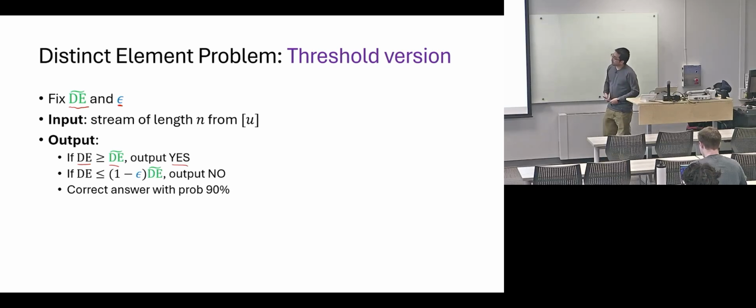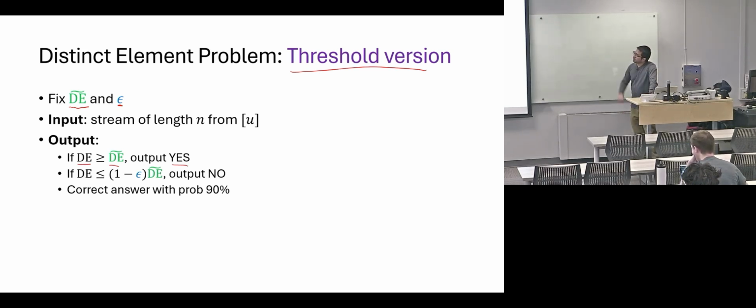And I want to be correct with good probability, and right now, let's say 90%. So that's the problem that we're going to focus on first, and we will see how to solve the original problem later. Right now, let's look at this threshold version.